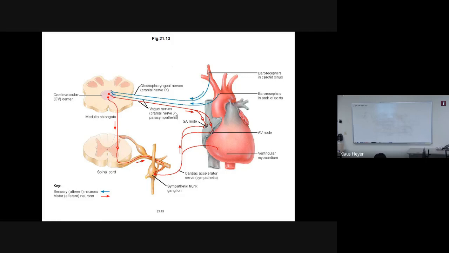If you constrict the blood vessel, pressure goes up. If you relax the blood vessel, pressure goes down, or if you dilate them. You can have vasodilation, or you can have vasoconstriction. That's going to influence blood pressure. And of course, you can also, by making the heart beat faster, that's also going to influence blood pressure.